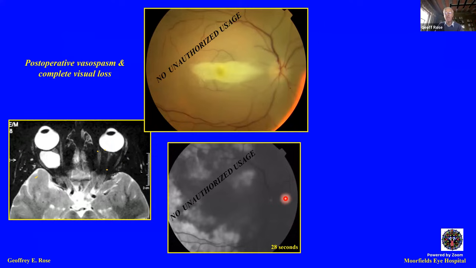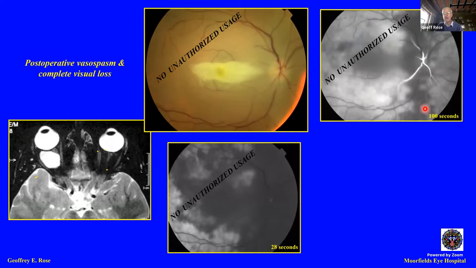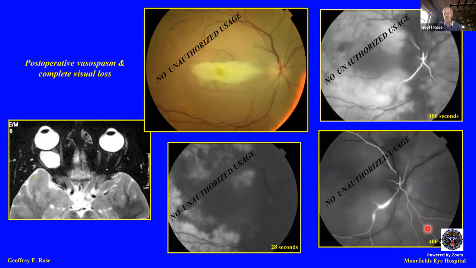So already it's not filling the retinal. At 100 seconds after, they're just starting to fill the retinal arterioles. In others, we haven't cut through the vessel. It's purely in terrible spasm. And here we are at 400 seconds. Still, there is some within the arterioles, and even the choroid is not fully perfused. So, a fascinating degree of spasm.